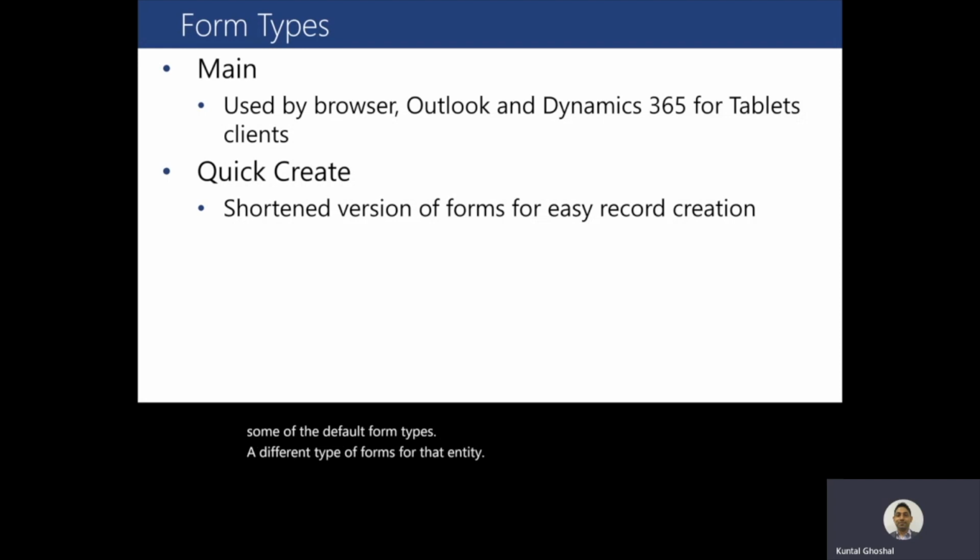So main form is basically the form that will be rendered in browser, Outlook, or tablet or Dynamics 365 web, which is again the browser. Quick Create is basically the shortened version. So if you are creating a related record from a primary record, you can leverage the Quick Create, where you are only marking some of the fields which are absolutely required for creating that particular entity.